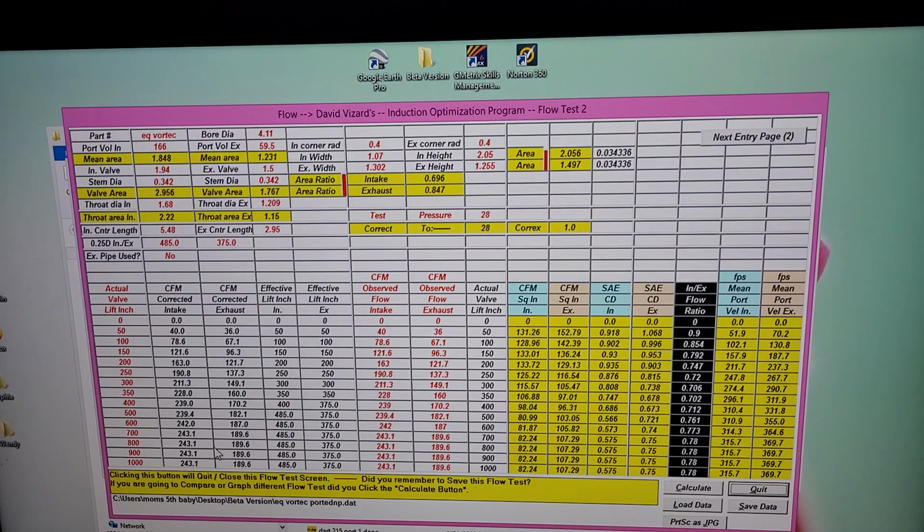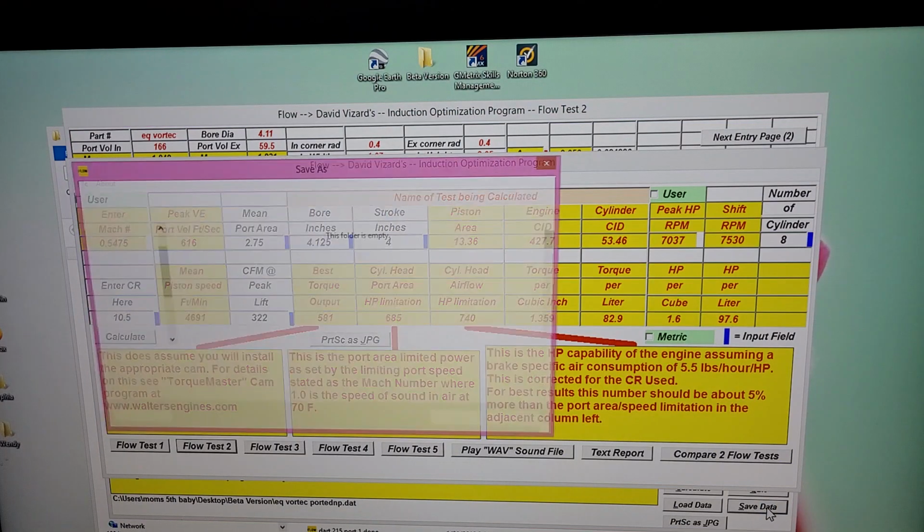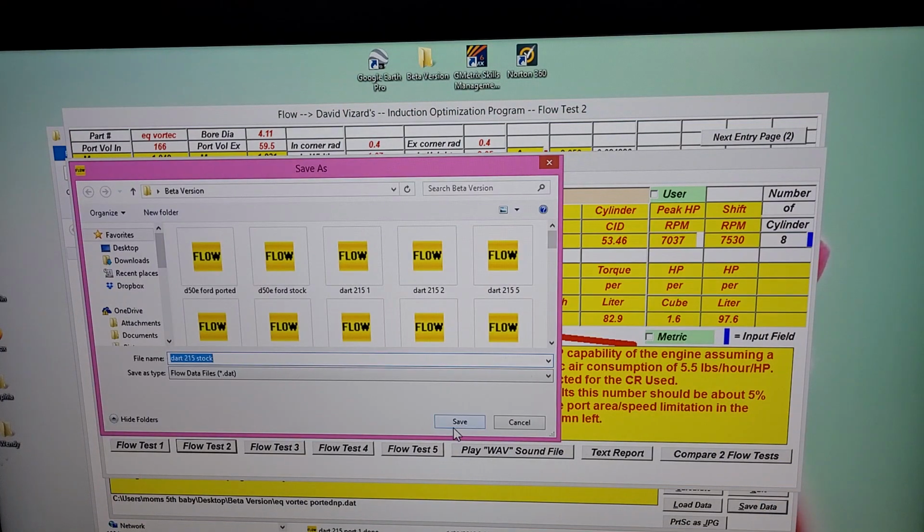Okay, I think I do have a mistake on here. I think the throat diameter is wrong. Let's just fix that. Not that that's really going to make a huge difference, but okay. Now we're going to save data. No, that's not what I want.